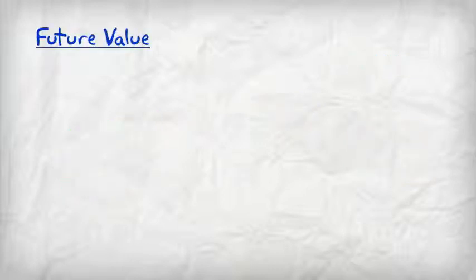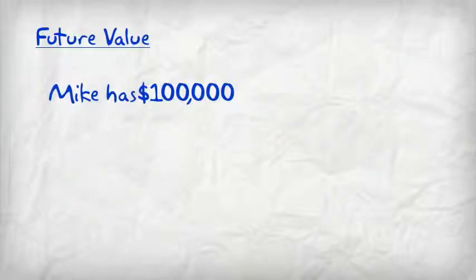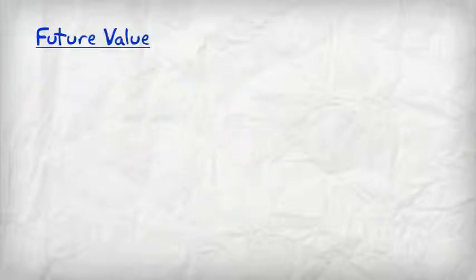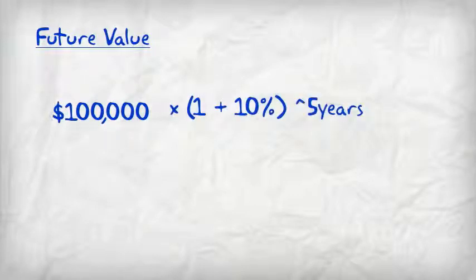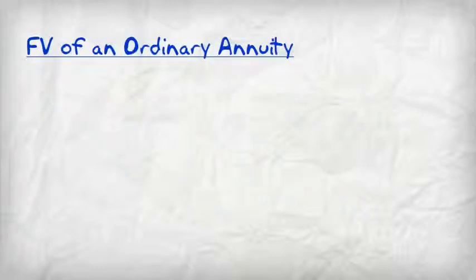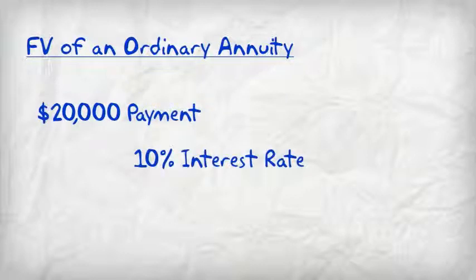Future value is the amount that a cash flow will grow to over a given amount of time when compounded at a given interest rate. Let's say that Mike has $100,000 in the bank and earns 10% each year on it. He wants to know how much it will be worth in 5 years. So he takes $100,000 and multiplies it by 1 plus the rate of 10%, and then raises it to 5 years. His investment will be worth $161,051 in 5 years.